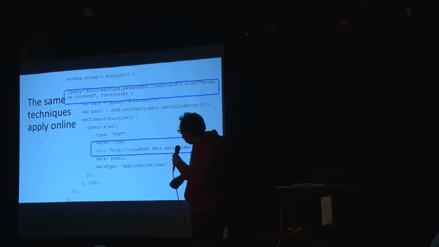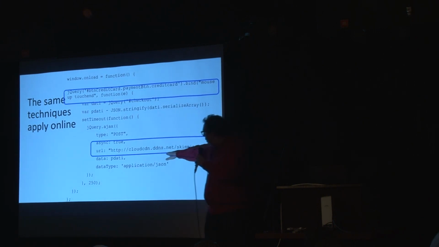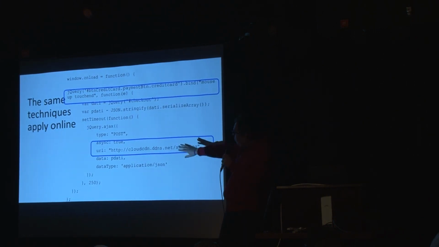For the purposes of our demonstration, we're using this cloudcdn.ddns.net/skimming. Pretend that's a malicious website. It's actually running on my buddy's Raspberry Pi right now, so please don't crash it.